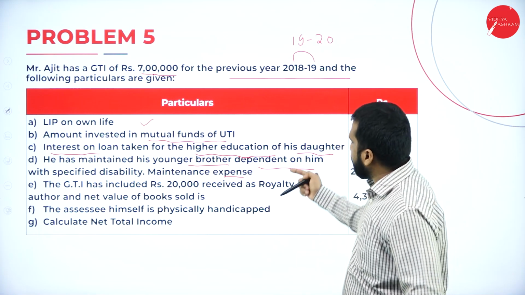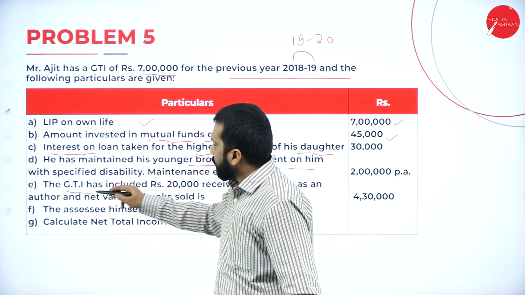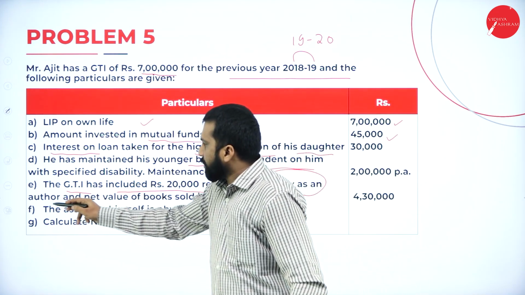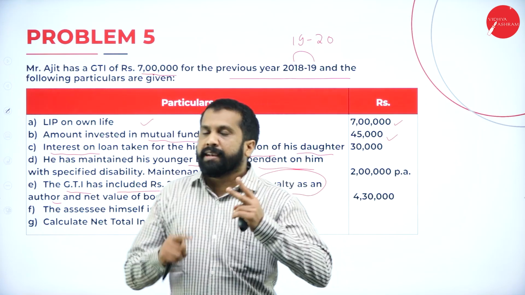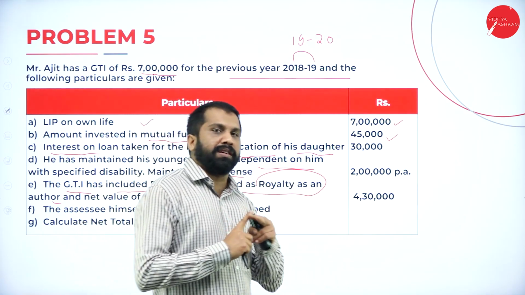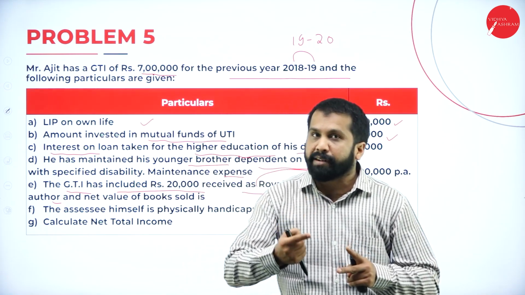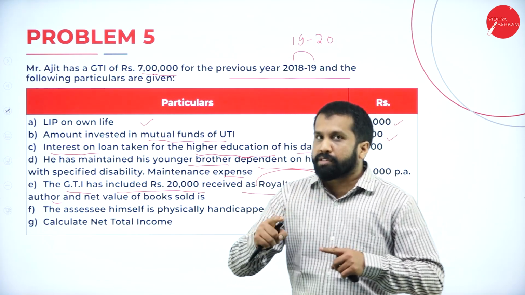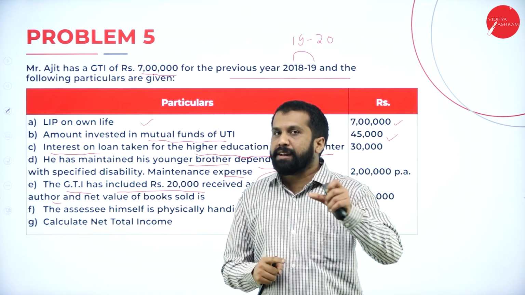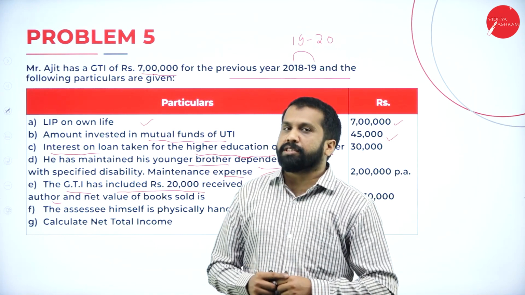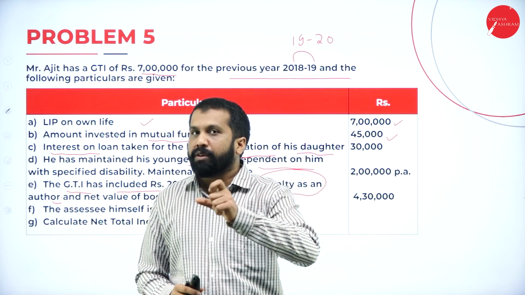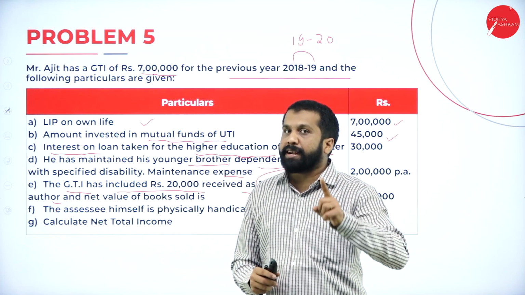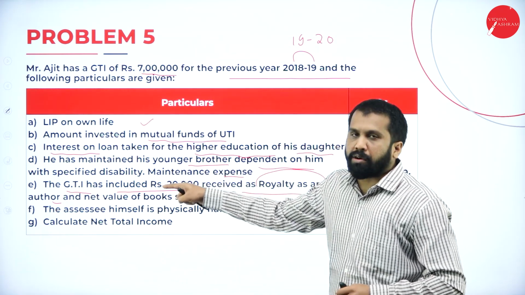Now, maintenance expenses he made. Then, the gross total income has included rupees 20,000 received as royalty as an author. Author means what? There are two types of royalty: 80RRB and 80QQB. RRB comes for normal patent purpose. QQB comes under what? For education, for books, for author. You will go for 80QQB. Remember, in the previous session, I explained what is 80RRB and what is 80QQB. QQB for author, RRB for patent. Remember this.